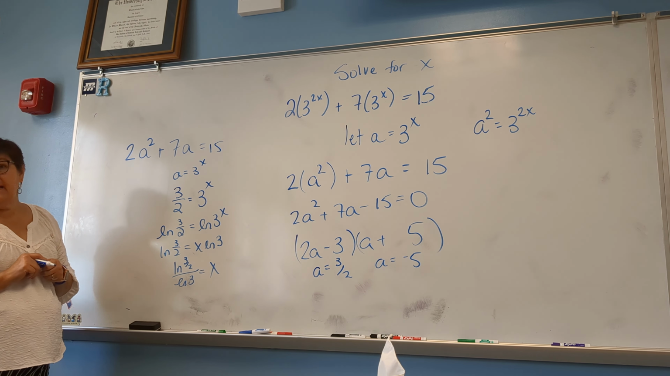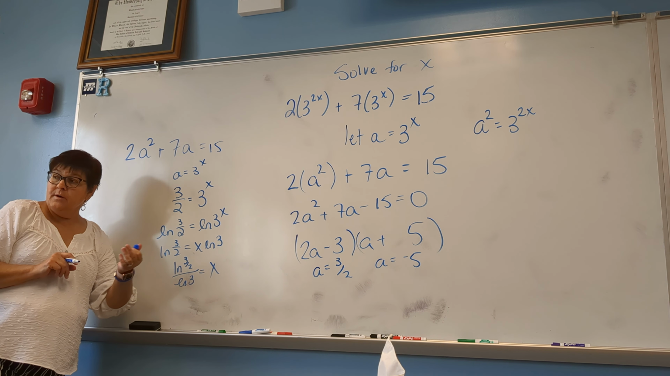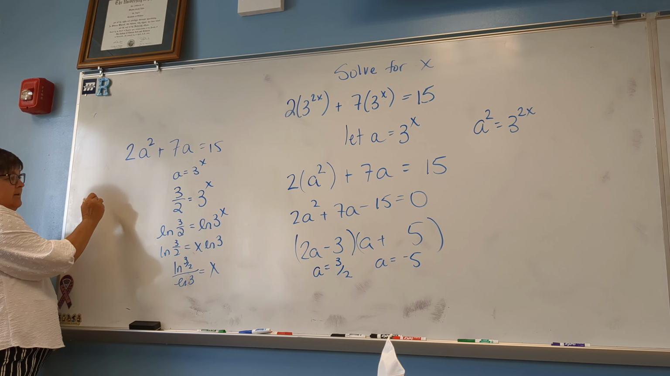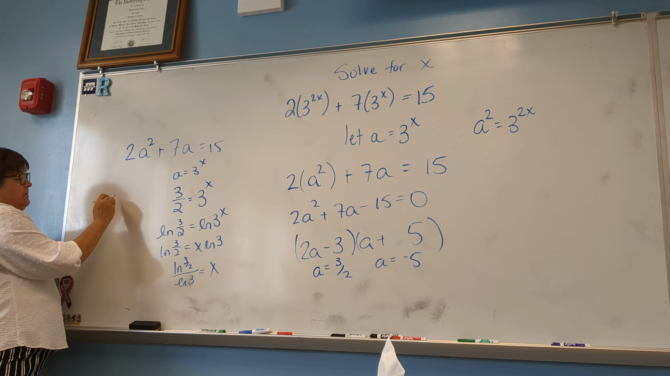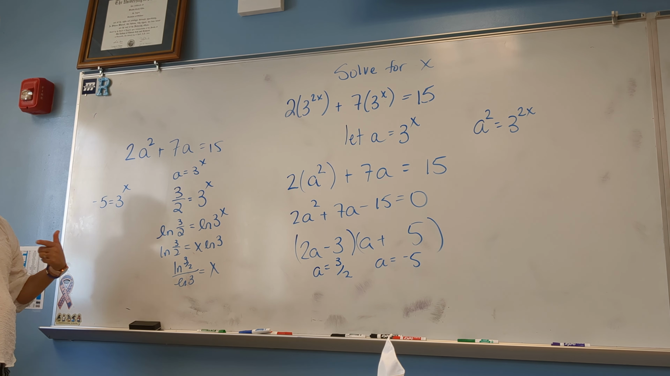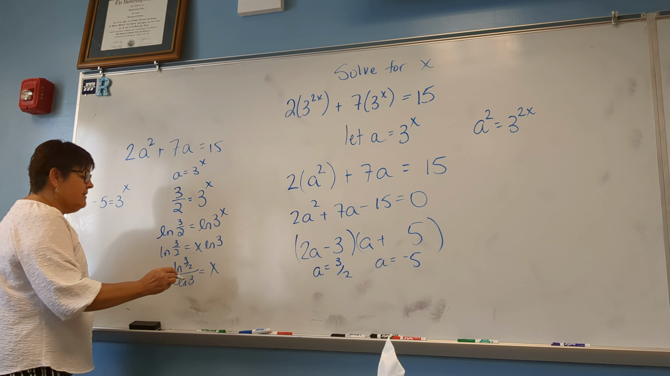So that's one answer. But we have another A to work on. So does it make sense I could do the same thing? -5 is equal to 3 to the x. And then you do the same process. So what do you get for the first guy? 0.369.